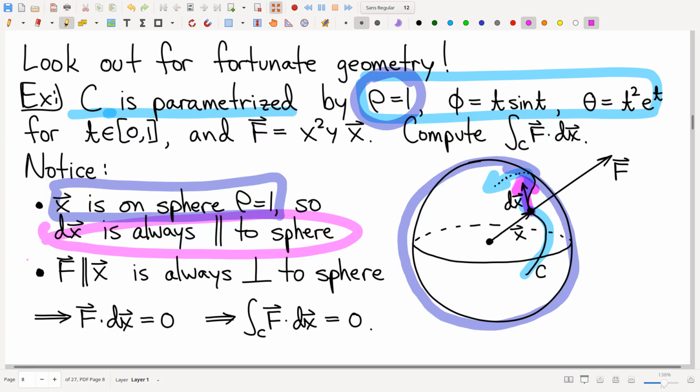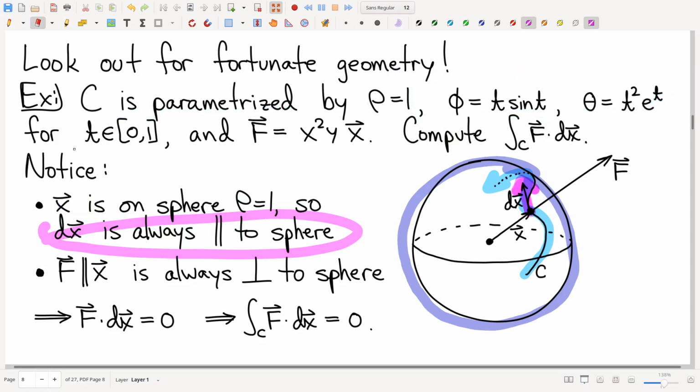Yes? Is it because rho is constant? That's right. In this case, because it's constant at 1. But yeah, the mere fact that it's constant is what makes the entire curve confined to a sphere centered at the origin, no less. Right. Okay, so that's one observation. Dx is always tangent to the sphere. Let me kind of erase all the rest of that.